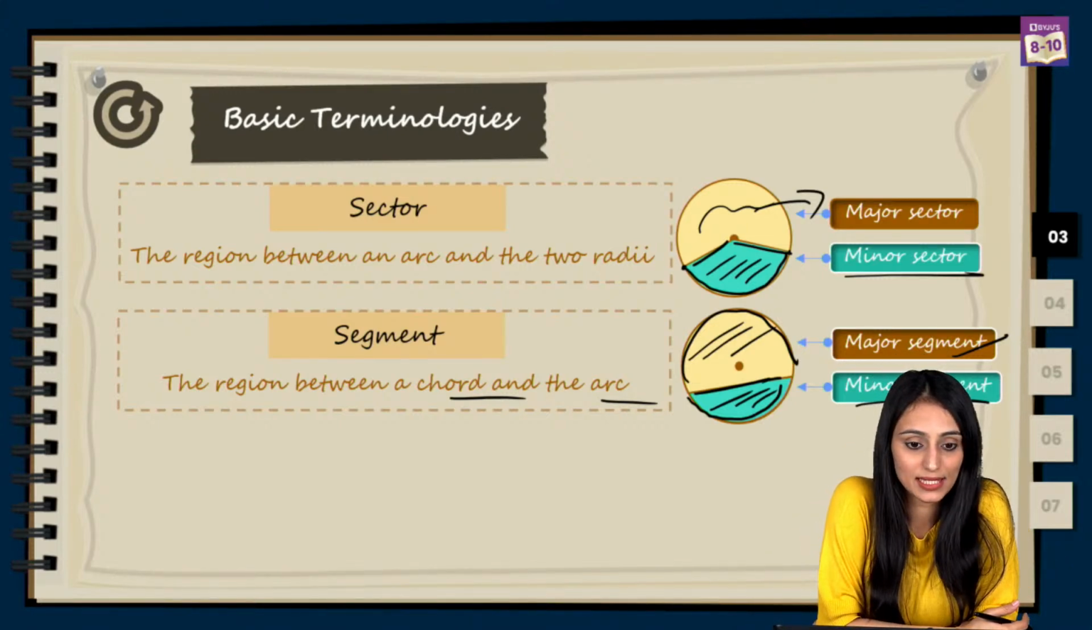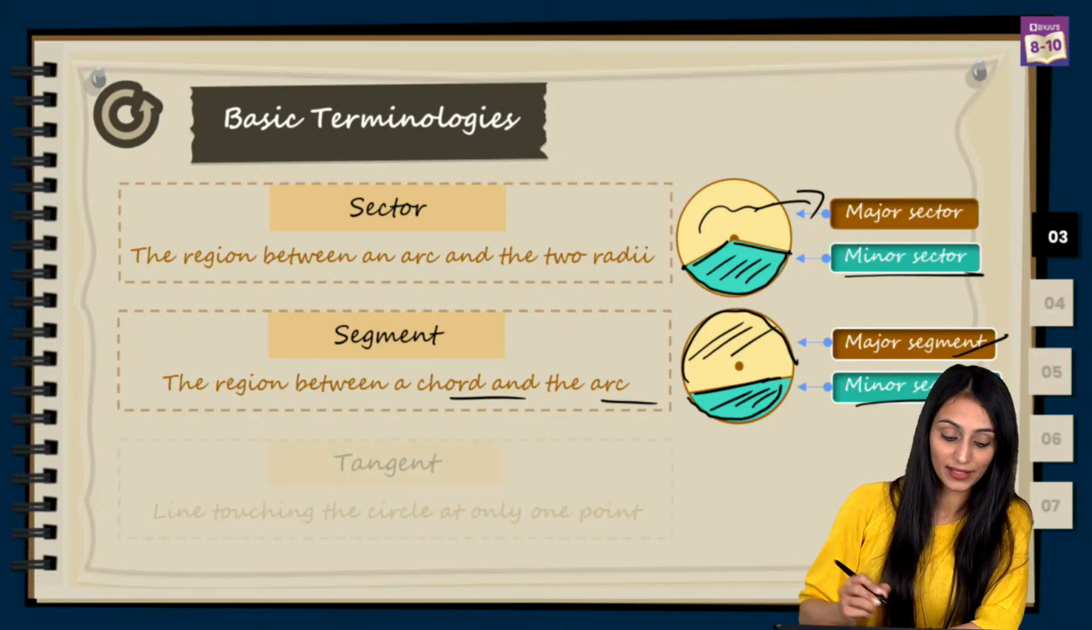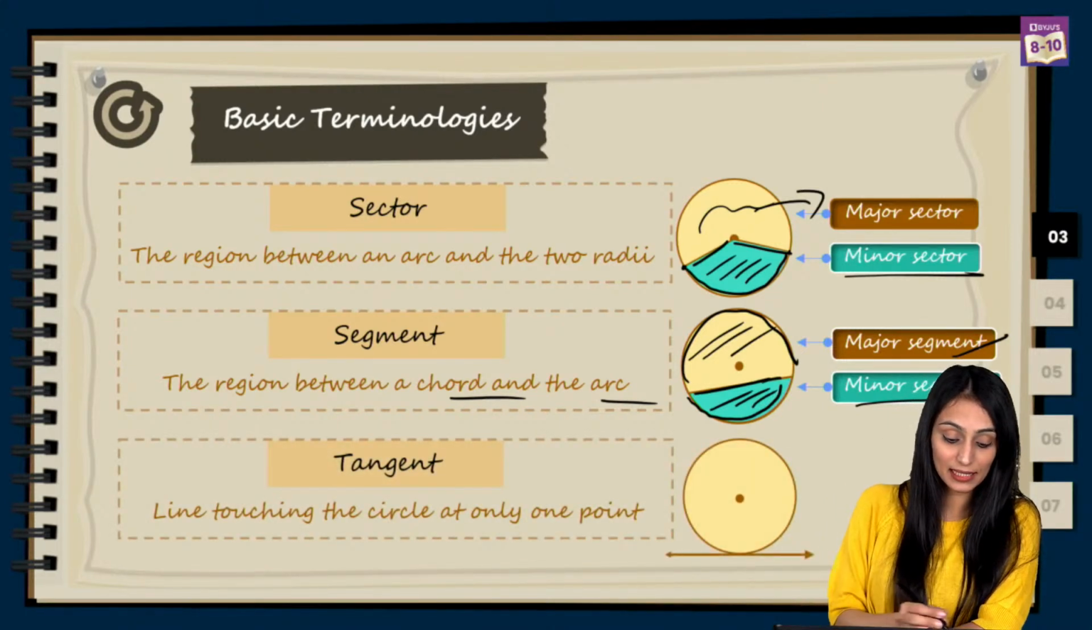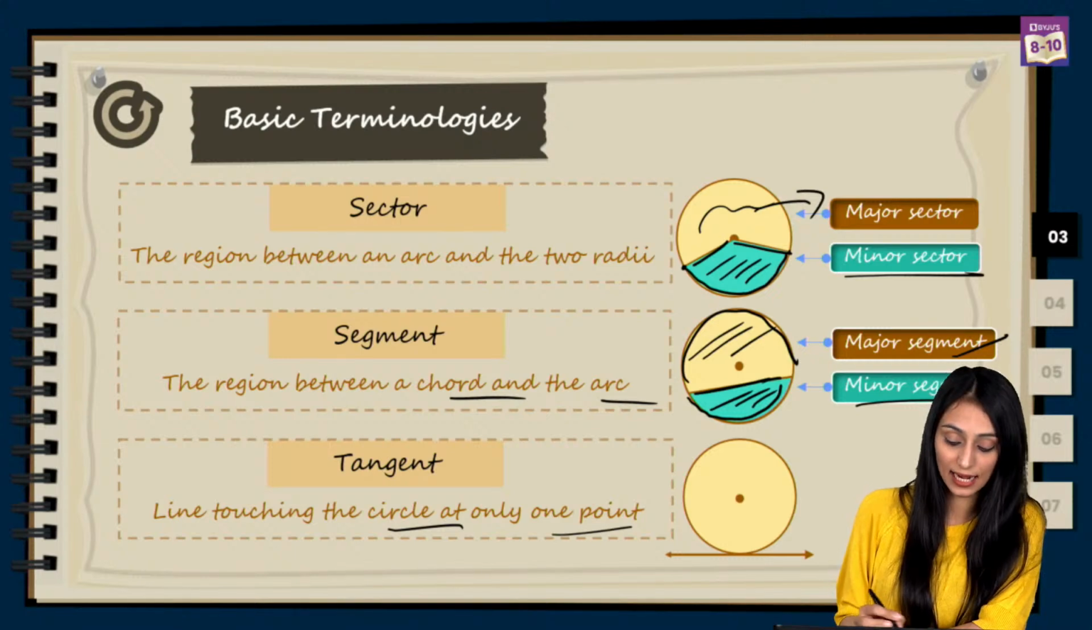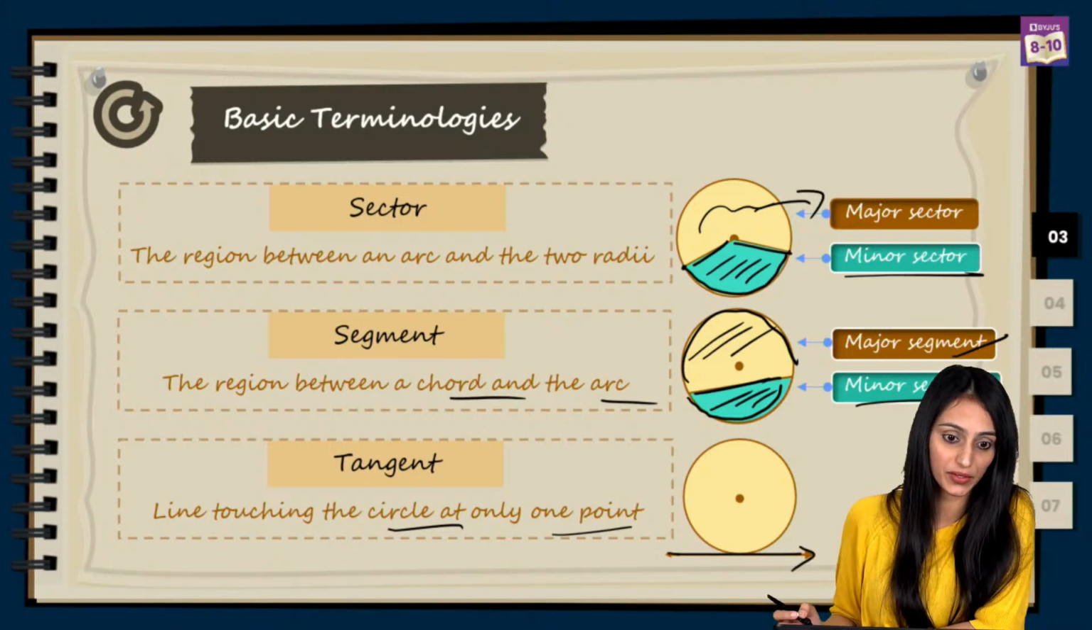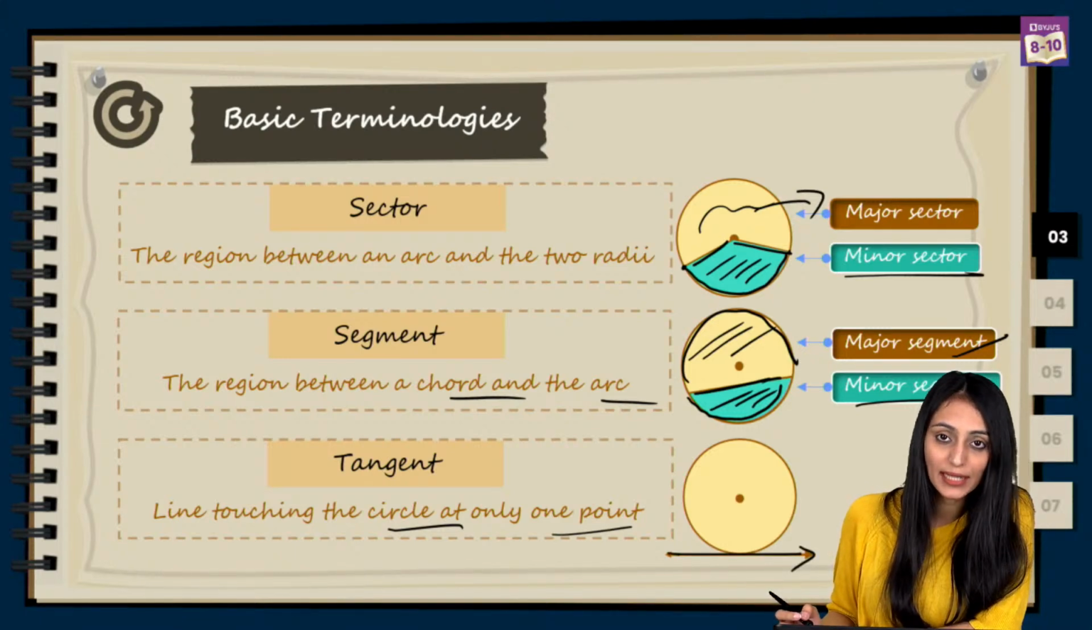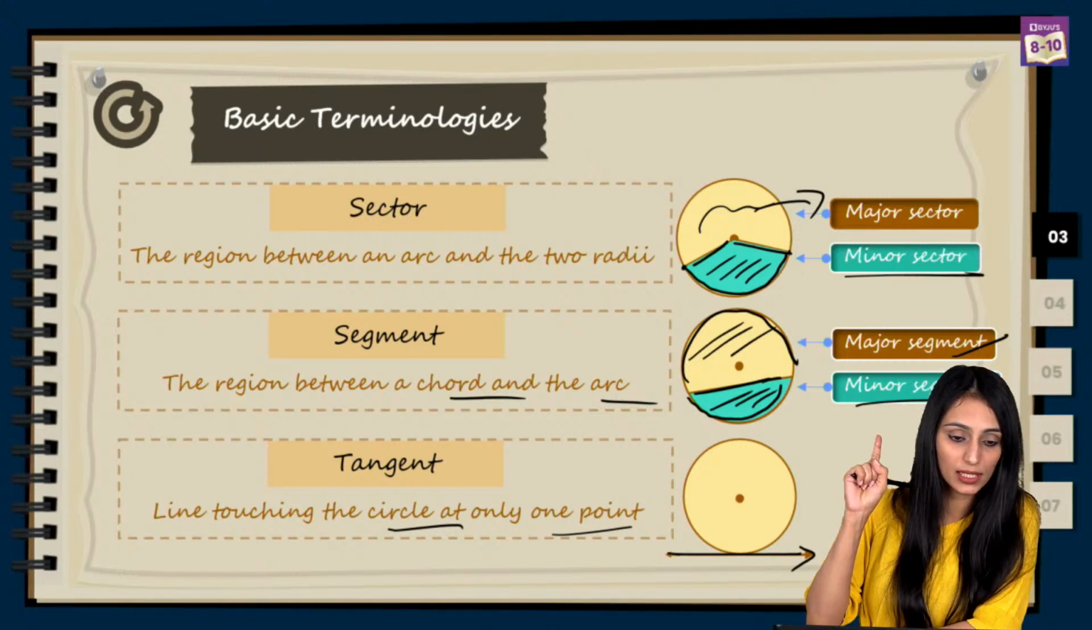So this is clear. What is a sector? What is a segment? And then what is a tangent? It's basically a line which touches the circle at exactly one point. So this is a tangent to the circle. At one point, there can be only one tangent to the circle.